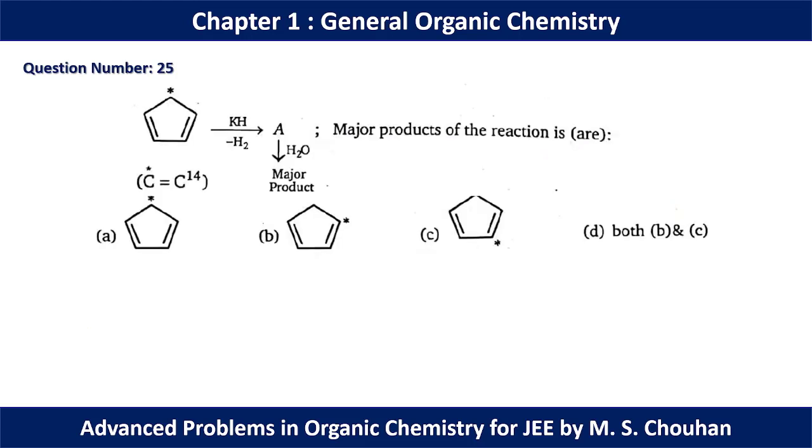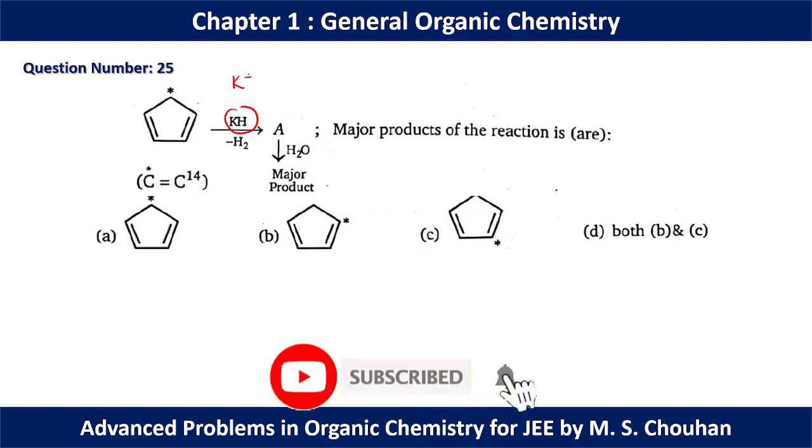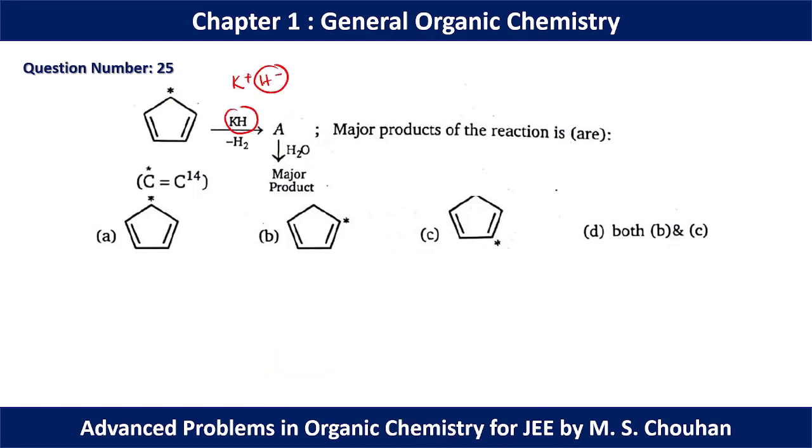In question number 25, we have to find the major product for the reaction. Here this carbon is isotope labeled. KH will dissociate like K plus and H minus. Here H minus is a strong base and it can abstract one of these two hydrogens, because the conjugate base is aromatic. That's why these two hydrogens are highly acidic. So we can start with the given molecule like this. Here we have two hydrogens and this H minus will abstract one of the hydrogens and it will become an aromatic conjugate base.